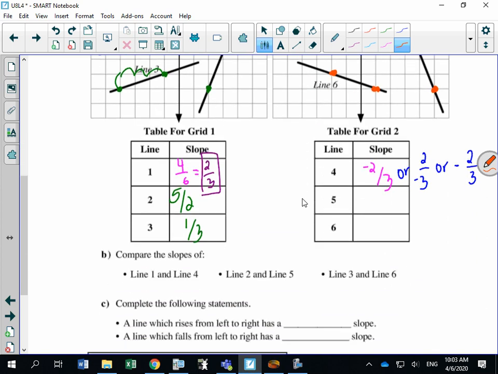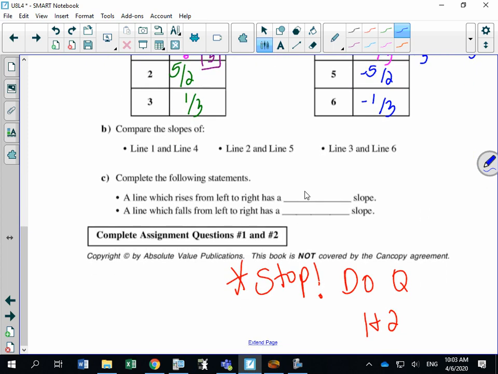Okay, so the slope of line 5, if you did it correctly, is negative 5 over 2, and the slope of line 6 is negative 1 over 3. What I recommend is I recommend pausing this video at this step here, or this stage, and doing questions 1 and 2 in your homework, which is just exactly what we did, calculating the slope, okay? And then when you're done, unpause this and we'll finish off the last 2 class examples.